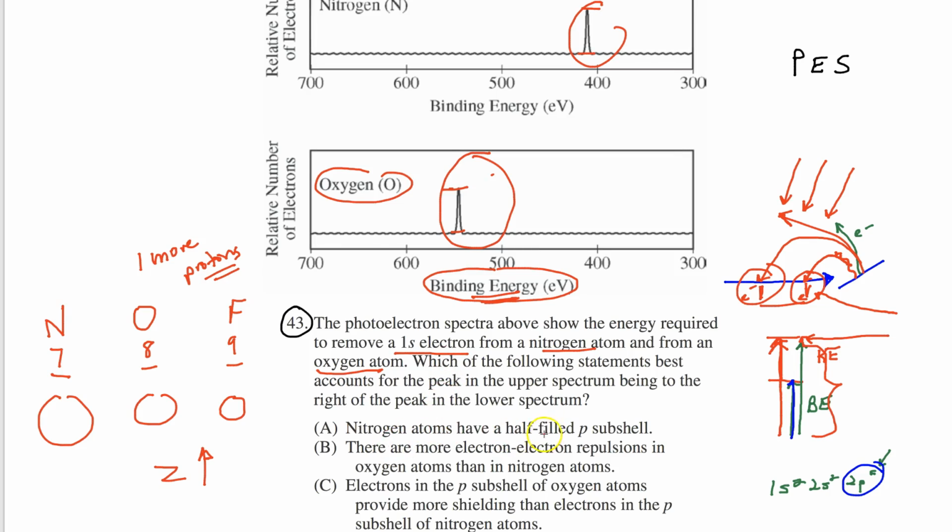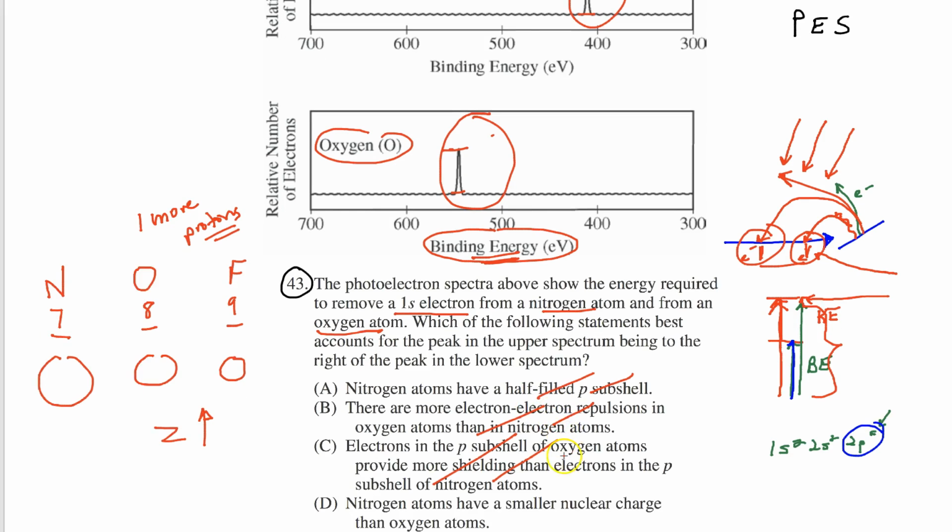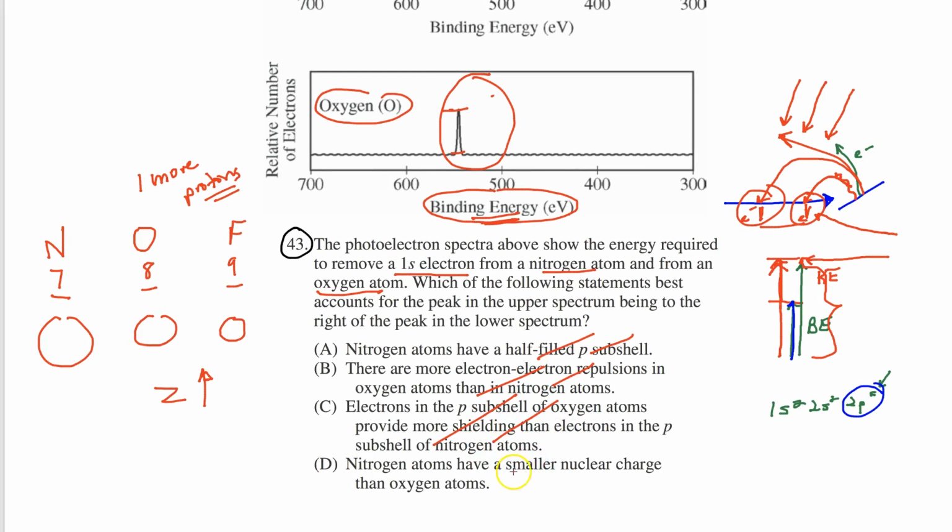So it's not about being half filled. It's not about more electron-electron repulsions. It's not about electrons in the p sublevel providing more shielding. It's about, and I'm not showing this choice, so I'll rotate down, it's about the nitrogen having a smaller nuclear charge. Nuclear charge means the charge due to the protons, because in the nucleus you have protons and neutrons, and only the protons have a charge. So the nuclear charge is essentially the Z number.